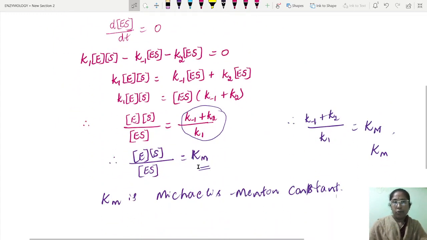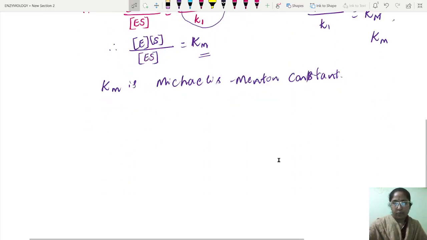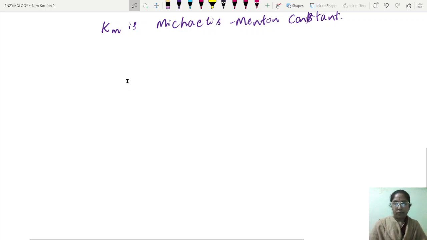Okay, we will call this above equation as equation number 4.